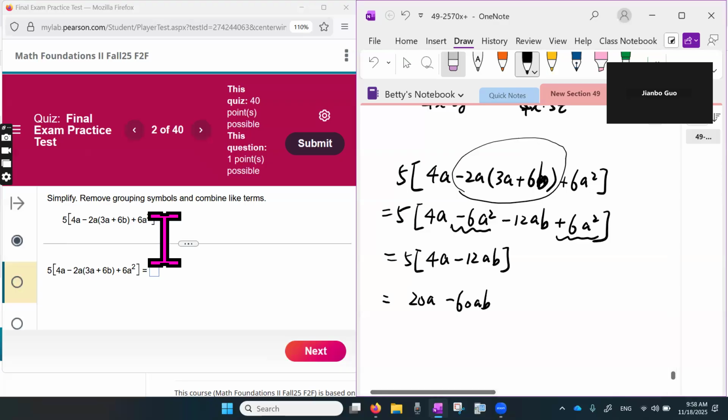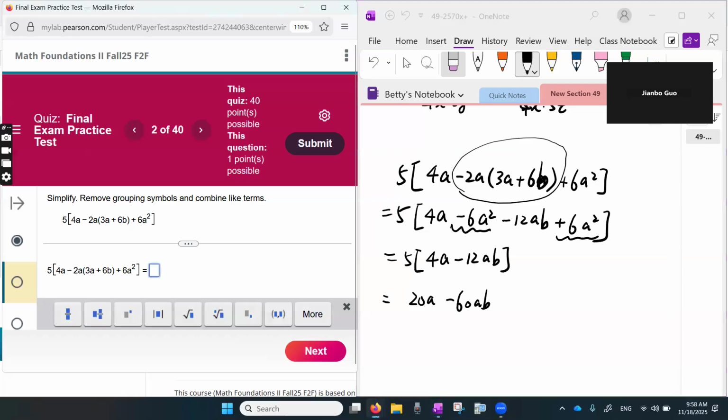Let's enter the result here. 20a minus 60ab. 20a minus 60ab. Next.